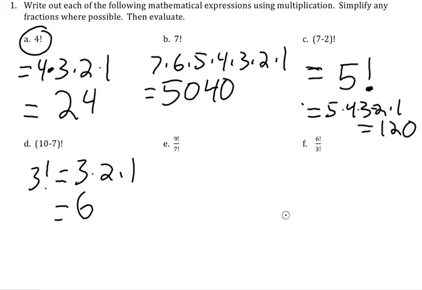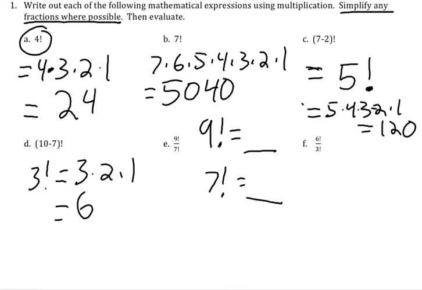E and F, we have factorial expressions and we have division. You could just work out 9 factorial and 7 factorial and then divide the results. But the instructions say simplify any fractions where possible. So this is an example of that. These two numbers are pretty large. And honestly, we probably get to a step in the multiplication where we would want to get out a calculator.